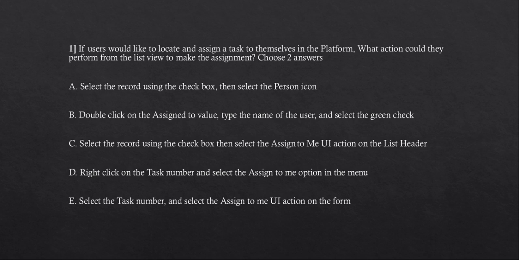C. Select the record using the checkbox, then select the Assign to Me UI action on the list header. D. Right-click on the task number and select the Assign to Me option in the menu. E. Select the task number, and select the Assign to Me UI action on the form. Answer, D and E. Next question.